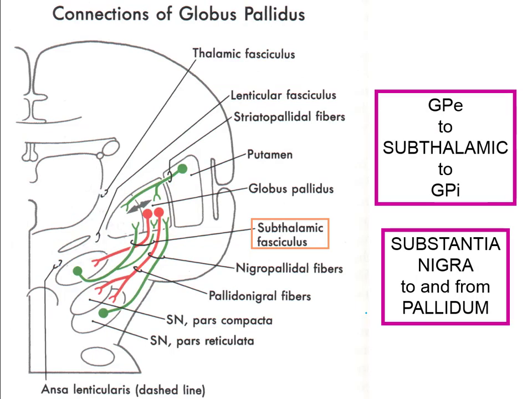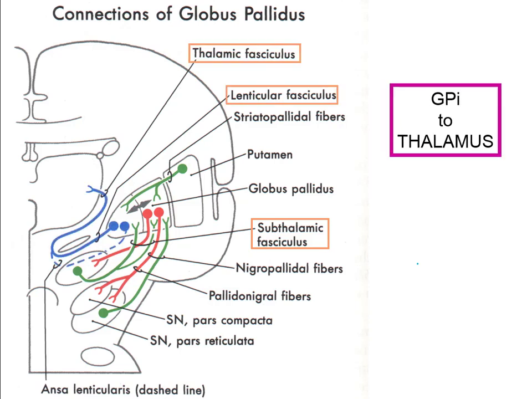So, if we think about those globus pallidus connections, we've got GPE to the subthalamic to the GPI, and we've got innervation back and forth from the substantia nigra. Okay? That's all set. But we haven't gotten anything out of GPI yet, right? We're now stuck with information at GPI, and we want to get it out. And where did I say all of this information goes?